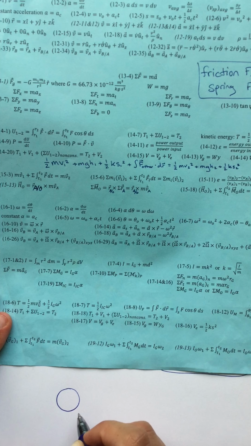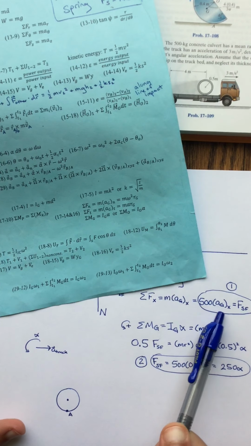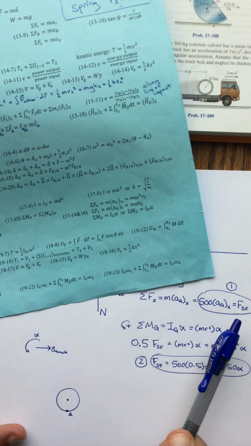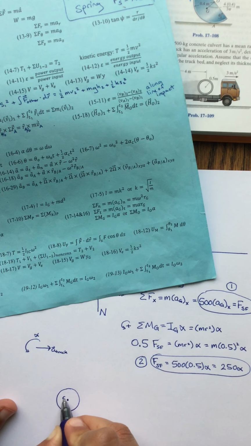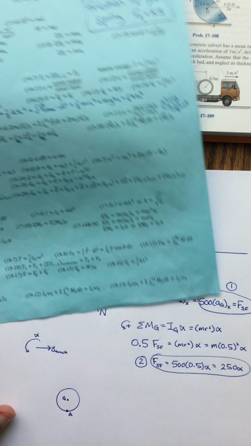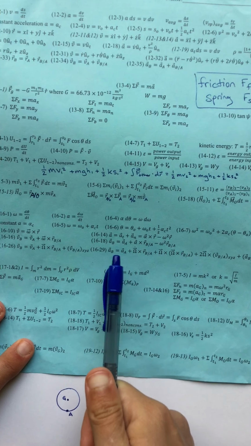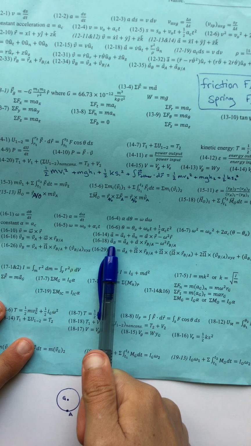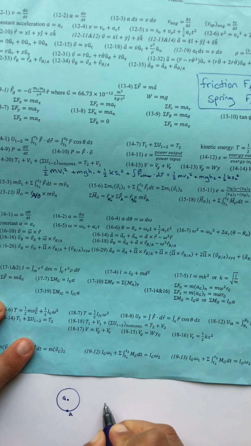And I'm going to pick the point which is in contact with the truck at this moment. I'm going to call that point A. And I have here the acceleration of the mass center, so that's point G. And I'm going to use equation 16.18 to find the acceleration of point G.